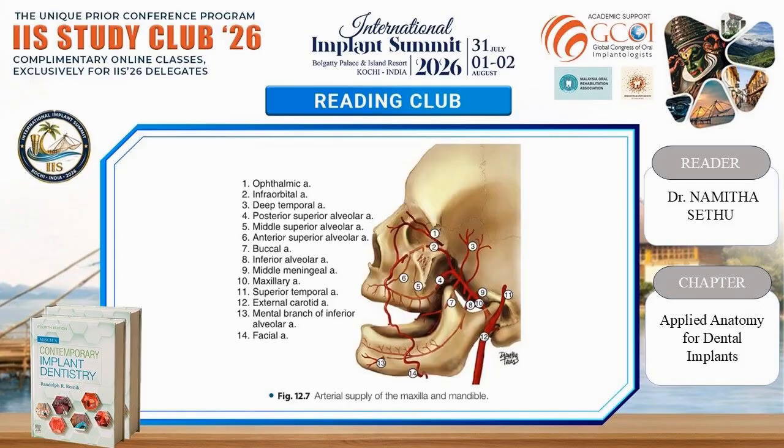Arterial supply of maxilla and mandible: ophthalmic artery, infraorbital artery, deep temporal artery, posterior superior alveolar artery, middle superior alveolar artery, anterior superior alveolar artery, buccal artery, inferior alveolar artery, middle meningeal artery, maxillary artery, superficial temporal artery, external carotid artery, mental branch of inferior alveolar artery, facial artery.